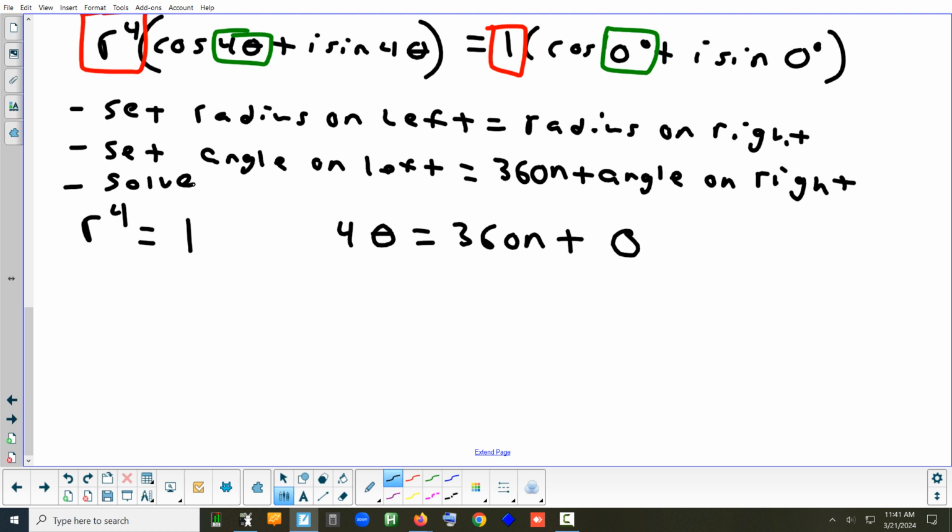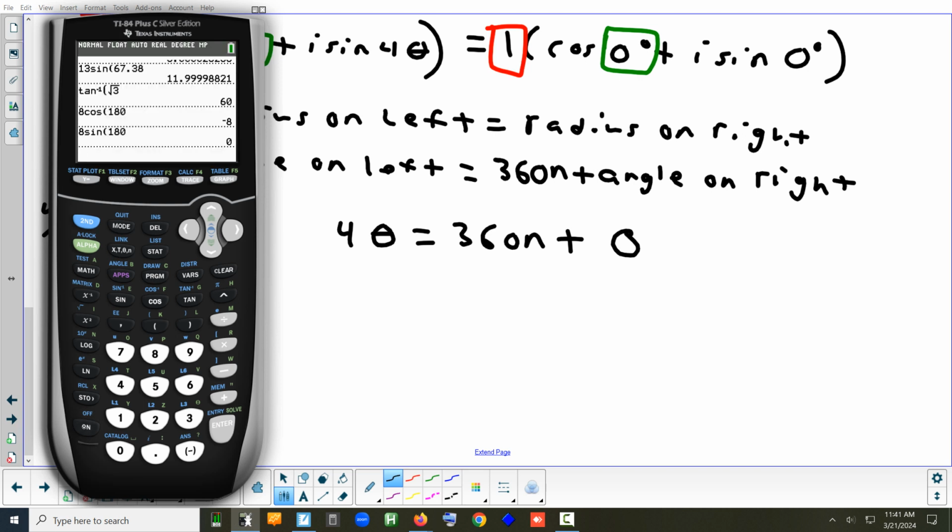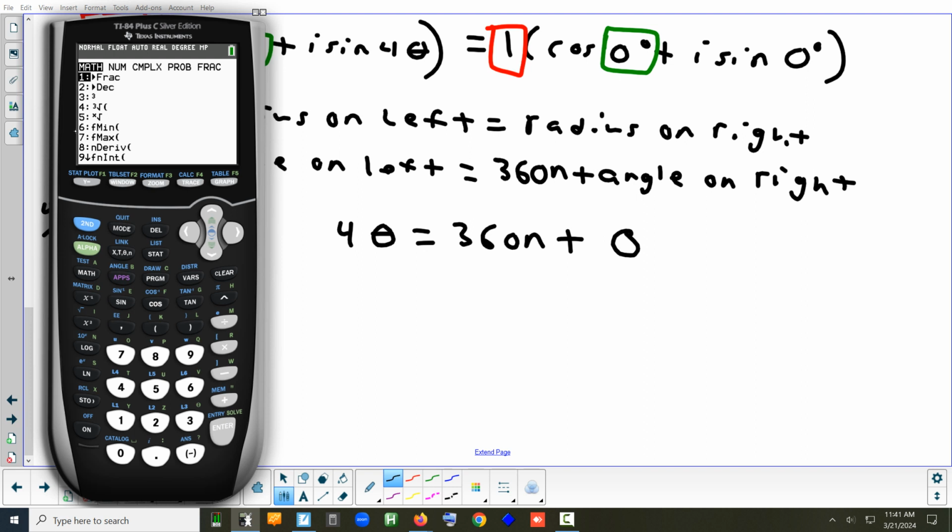How would you get rid of this exponent of 4? Take the 4th root of each side. And now this is just the radius. When you're finding the radius, that's always a positive number because it's a distance. If you're not sure what the 4th root of 1 is, you can plug it in on your calculator. Press 4, math, and then option 5 is how you take a root. Now I can type in anything I want to get the 4th root of. I'm taking the 4th root of 1, which is just 1. We don't have to worry about anything else because it's not negative. It can't be imaginary. It's a distance.